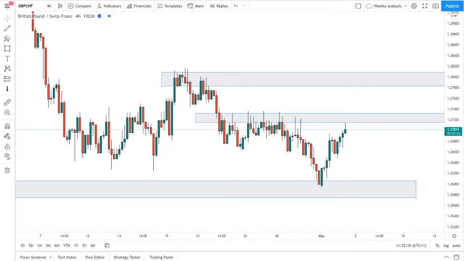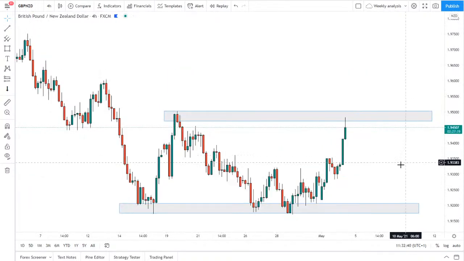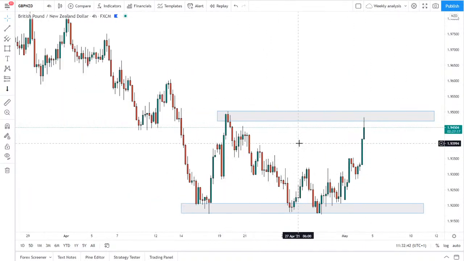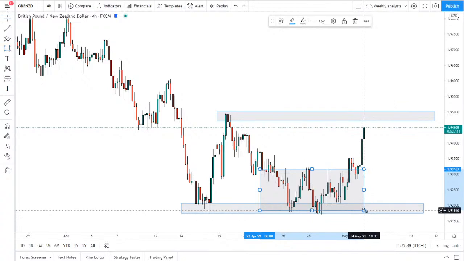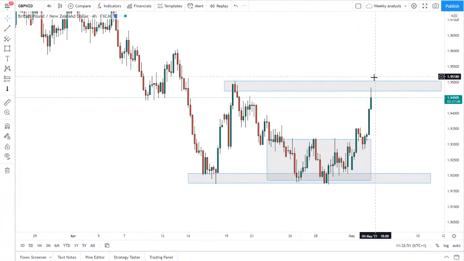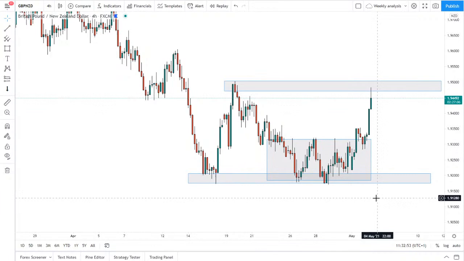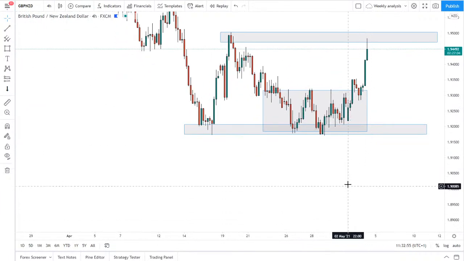Okay, so I'm going to take a quick look at GPNZD. For this pair, again, still looking very, very bullish. We've tapped into that area, 1.95. We had this consolidation last week of this area. I said if we break to the upside, probably push to 1.95, break to the downside, probably push to 1.9.